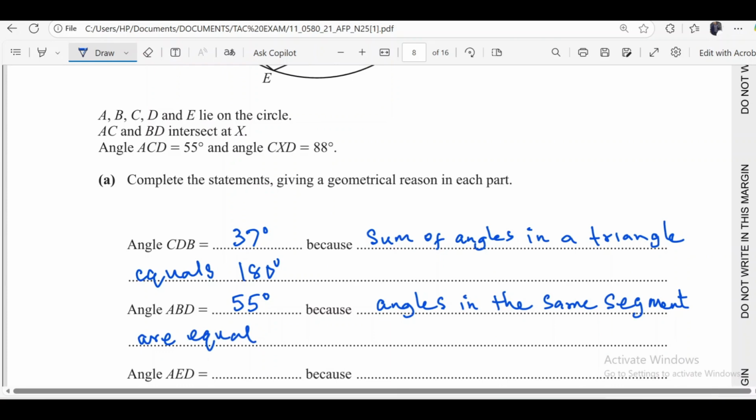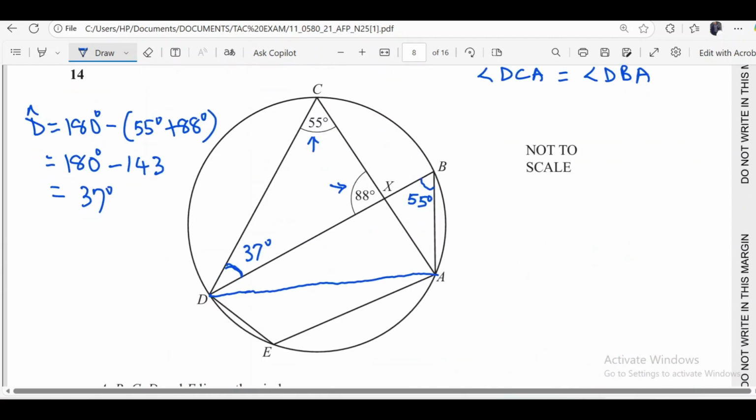Now let's go back again to look at angle AED. Angle AED. Let's look at this diagram again. Angle AED, A to E to D, we are referring to this angle here. Now look at the shape.